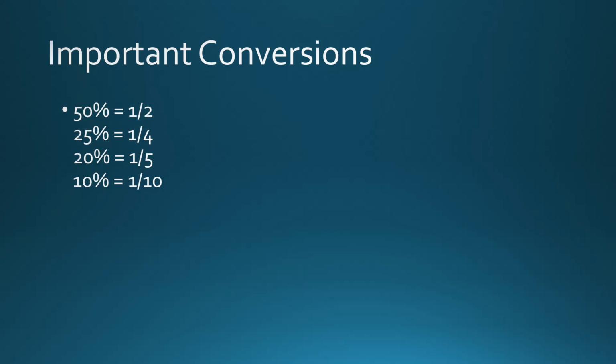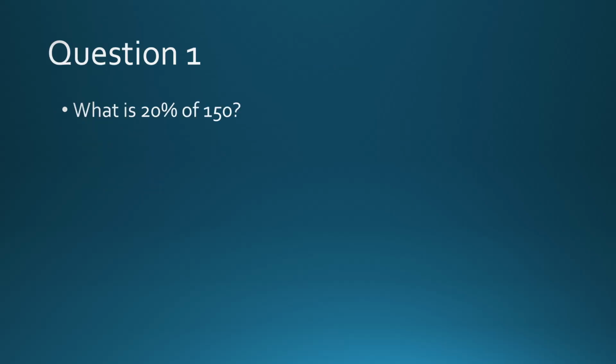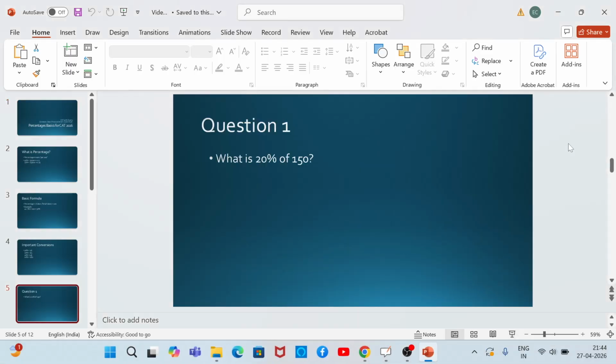Now in CAT, we always have to do things quickly. So we should remember these important conversions of percentages into fractions. So 50% is nothing but 1 by 2, 25% is nothing but 1 by 4, 20% is 1 by 5, 10% is 1 by 10, 12.5% is 1 by 8. Now we'll move on to some questions. So what is 20% of 150?